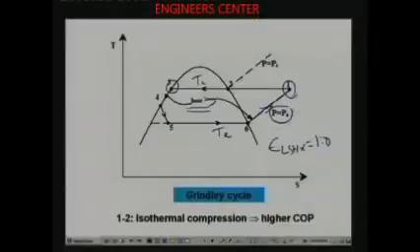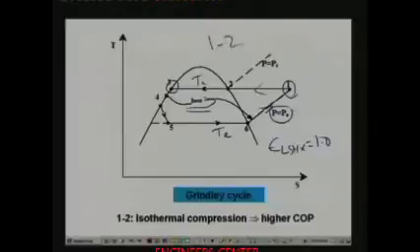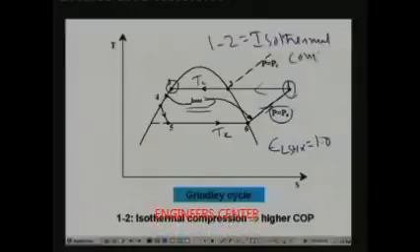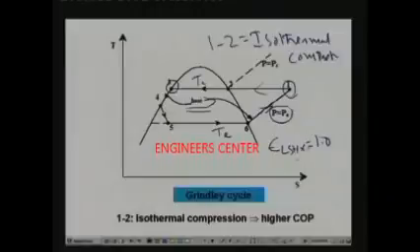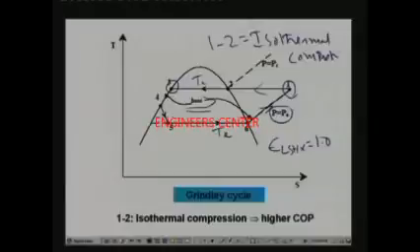The next process, as you know, is the compression process. And what kind of compression process is this? This is an isothermal compression. 1 to 2 is isothermal compression, because you have already attained the condenser temperature. So you have to compress isothermally from 1 to 2. Previously we had an isentropic compressor. So by using a perfect heat exchanger, you can have this kind of situation where the isentropic compression is replaced by an isothermal compression.